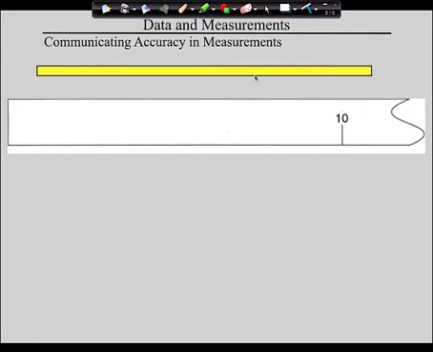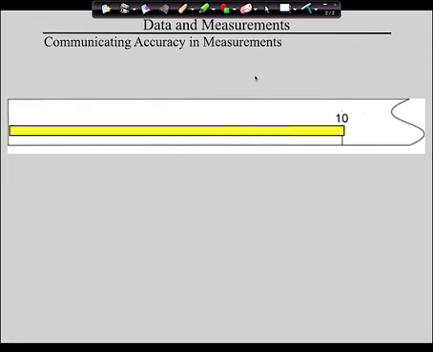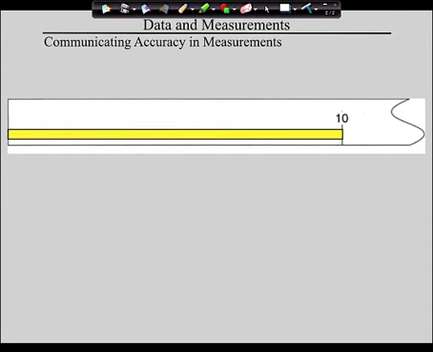So when we make a measurement, what's the first thing we need to do? Ready for this? We've got to get the thing against the scale. Dun, dun, dun. You have no idea how hard that was to do. Okay, so now we've got the thing against the scale. So now we're going to come down here and make a measurement. So how long is the yellow thing? 10 centimeters, right?